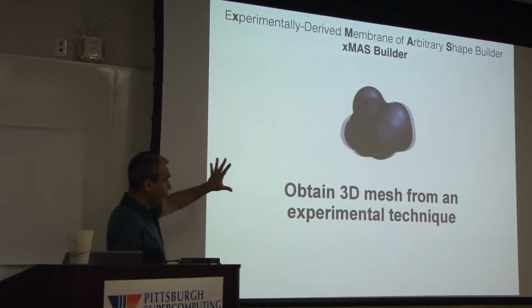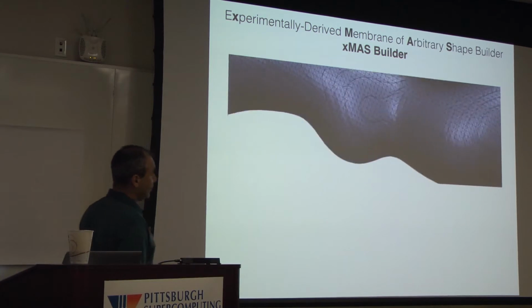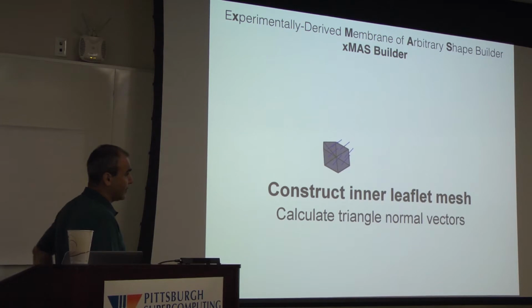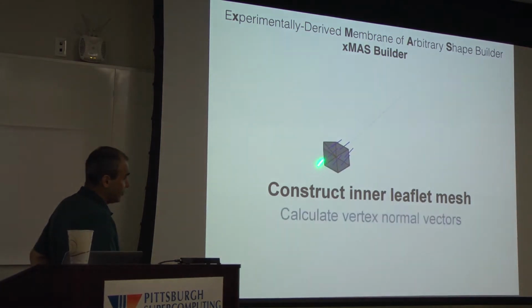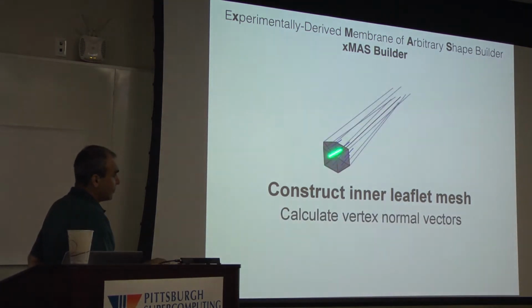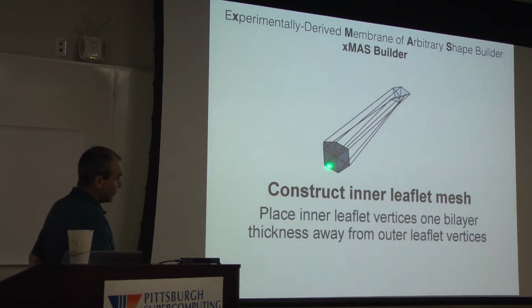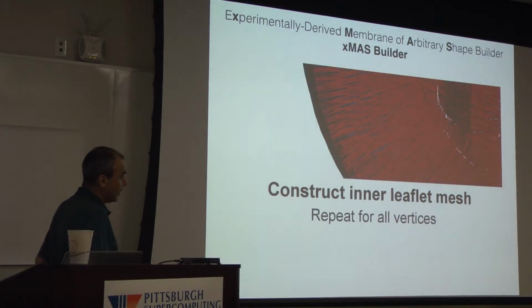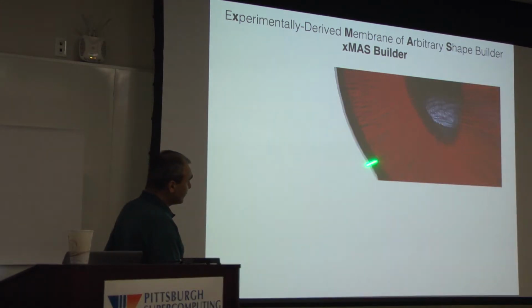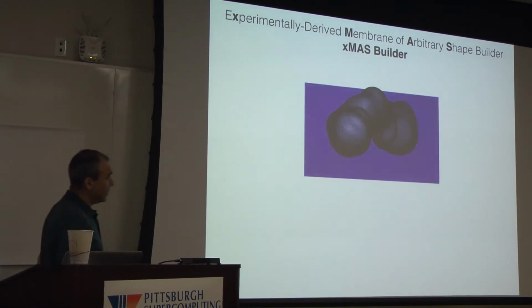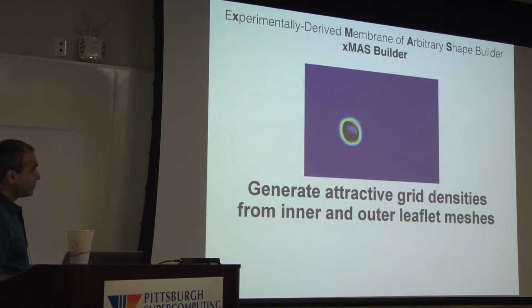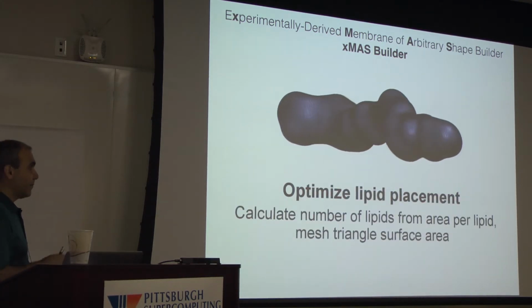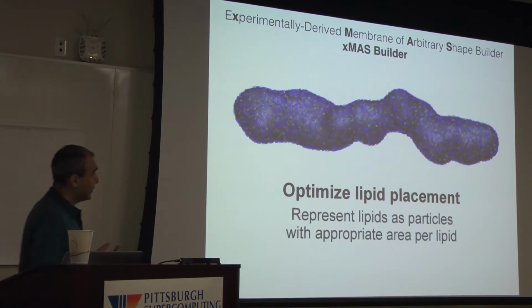So let me show you what are the steps involved in this. You start with your mesh that you get from experimental electron density, and then you triangulate that and define the surface: inner leaflet, outer leaflet, inner leaflet. You define the normals, and then you use these normals to place your lipids. So these are the inner and outer leaflet. You define some densities or some potentials.